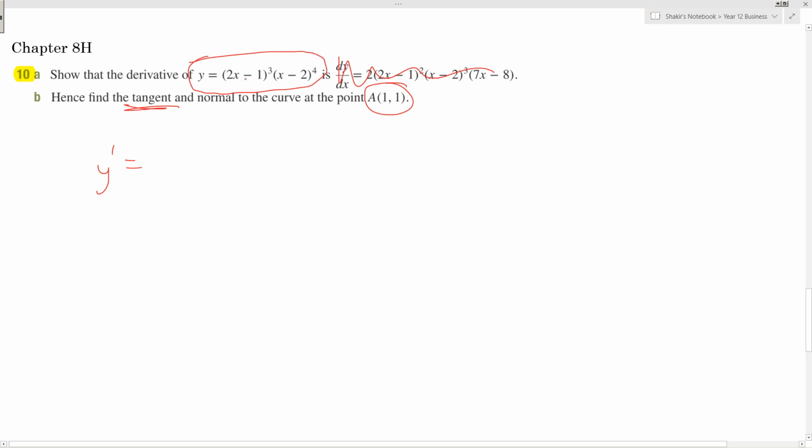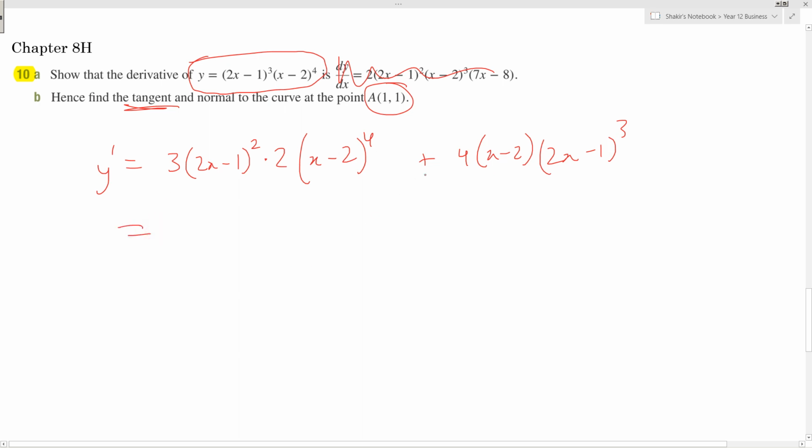Okay, so I differentiate the first, leave the second, plus differentiate the second, leave the first. u dash, let's differentiate the first: 3, 2x minus 1 squared times the derivative of the inside, which is 2, and then we're going to multiply by the second, left alone. And then I do a plus. Now I'm going to differentiate the second one: 4x minus 2 times the derivative of the inside, which is 1, multiplied by the first one, which is 2x minus 1, all cubed. And I can see they factorize, so let's factorize.